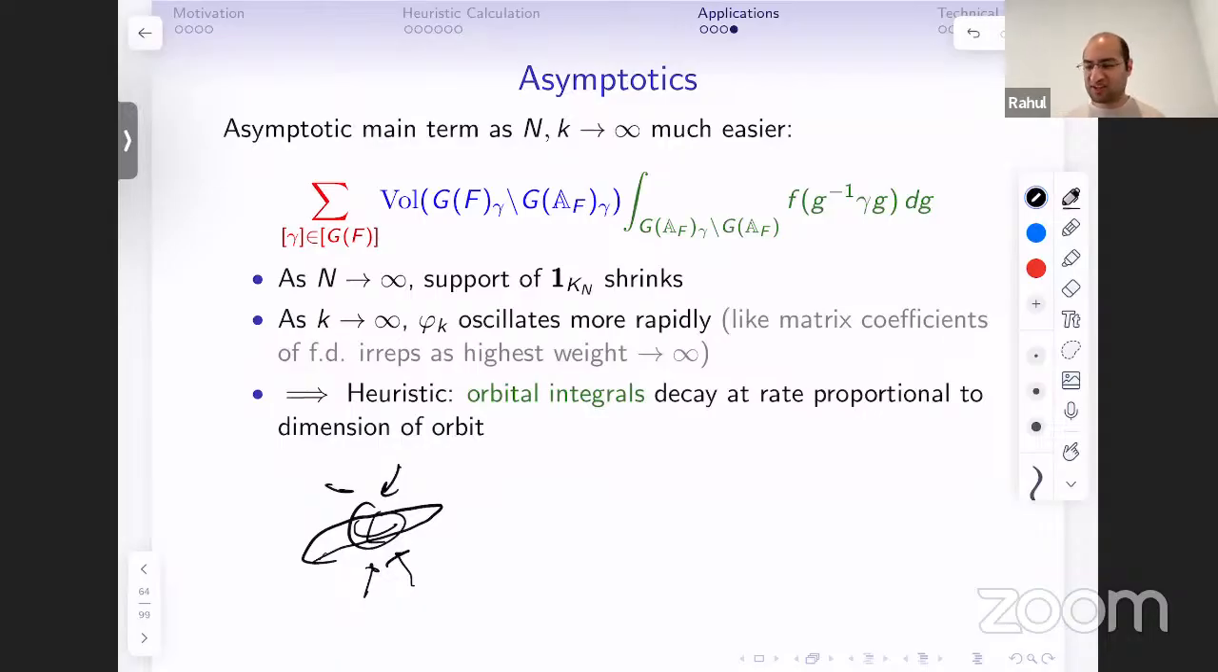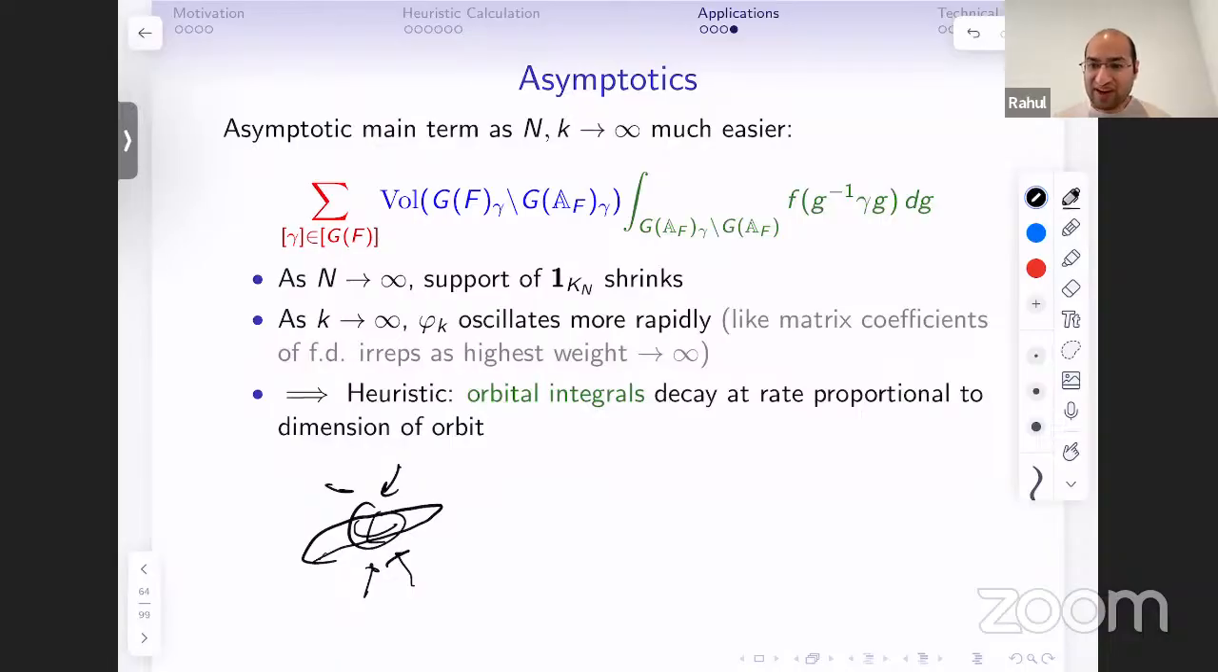And there's a similar sort of Fourier analysis thing: if you have a rapidly oscillating function, oscillating more and more rapidly, then it cancels more and more, and you get more cancellation the more dimensions your integral has. So you should expect that these orbital integrals decay at a rate proportional to the dimension of the orbit.